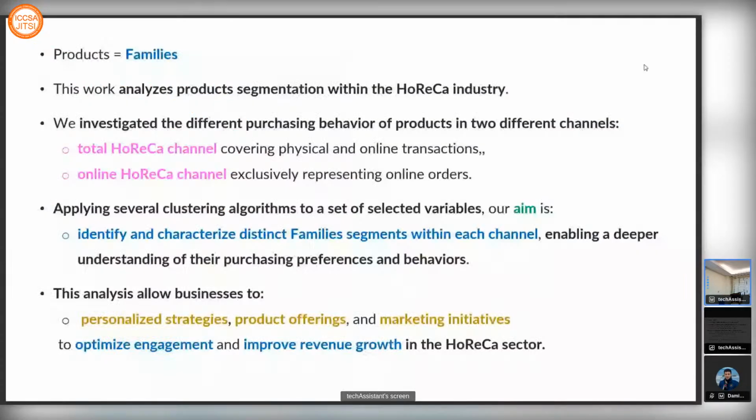online. The first one covers physical and online transactions, but the second one exclusively represents online orders. Applying several clustering algorithms to a set of selected variables, our main objective is to identify and characterize distinct family segments within each channel, enabling a deeper understanding of their purchasing preferences and behaviors.